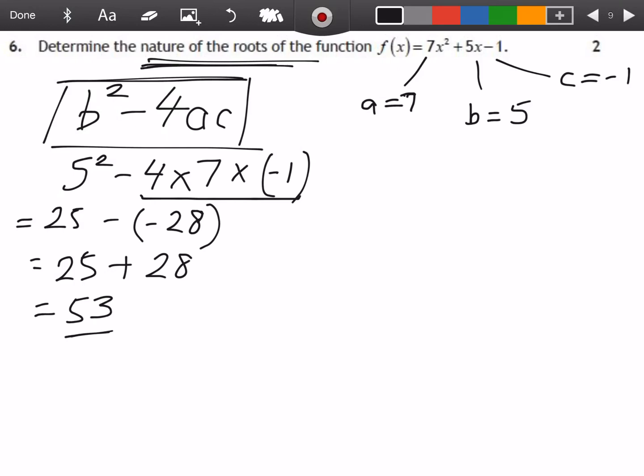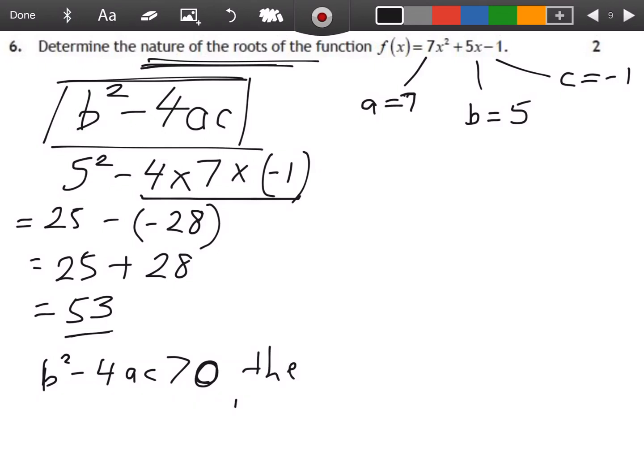Now the question says determine the nature of the roots. The nature of the roots is determined by this value. It's very important that you write this statement correctly. We don't just say, and I think some of you were thinking, oh, real roots, things like that. Yes, you're thinking the correct thing, but we need to write, because b squared minus 4ac is greater than 0. If that number 53 turned out as a negative number, we'd say b squared minus 4ac is less than 0. We always compare it to 0.